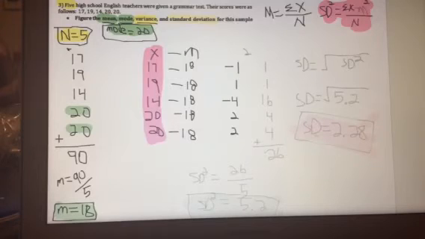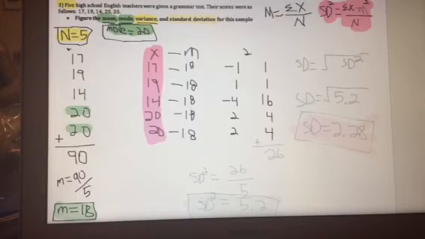So what's our next step? Again, we're just looking at the formula. It says x minus m squared. This is what we get when we do x minus m, so now all we do is square it. 1 squared, we get 1. 1 squared, we get 1. 4 squared, we get 16. 2 squared, we get 4. And 2 squared again, we get 4.